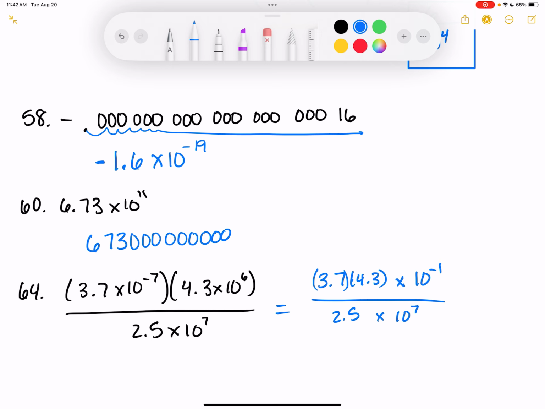Now, the only time I can ever have negative exponents is in scientific notation. So what do you think I might need to do? Bring the 10 to the 7th up to the top. That's going to give me times 10 to the negative 8. So with your calculator, do 3.7 times 4.3 divided by 2.5.